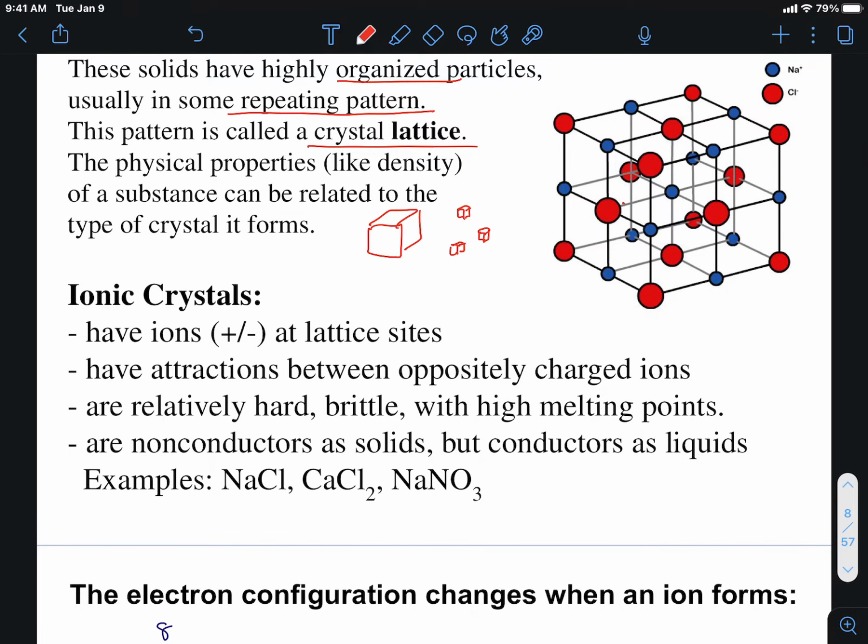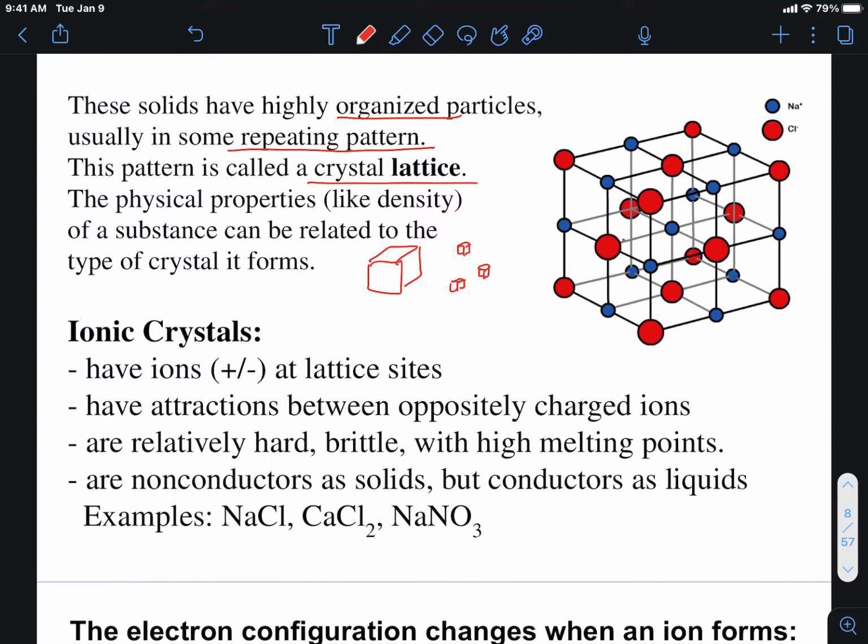So, what should you know about an ionic crystal? Well, you should know that each one of these is a positive, negative, and they alternate. You should know that there are attractions taking place between the opposite charges, which you know already. So ionic compounds are, and here's where we talk about properties, and this is going to be useful later, they're hard. Ionic compounds are hard.